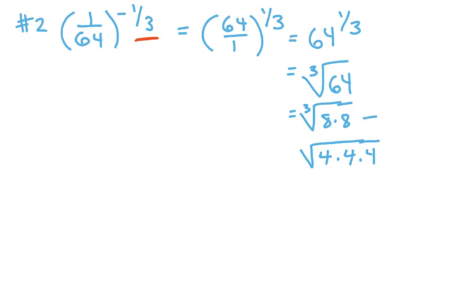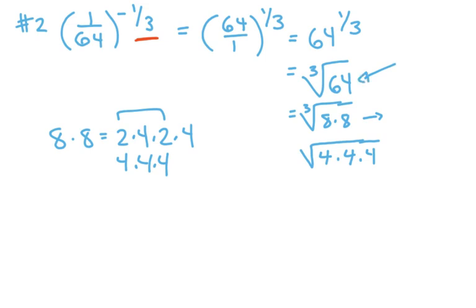Because how did I get there? Well, 8 times 8 is 2 times 4 times 2 times 4, which is 4 times 4 times 4. Or you can put this in your calculator. So this equals 4. Now, another thing you could do when faced with this problem, let's erase this.